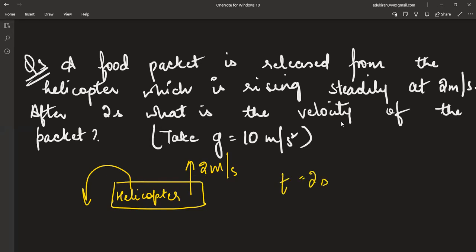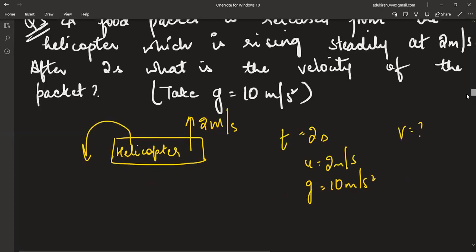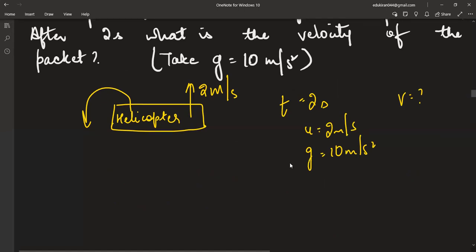After t is equal to 2 seconds, what is the velocity? This we will find out. So see, time is given. Initial velocity 2 meters per second is given. Acceleration due to gravity, see, it has said to take g as 10 meters per second square. So now we'll take g as 10 meters per second square. What is missing? v is missing. So v is equal to u plus at, where a is the acceleration due to gravity.